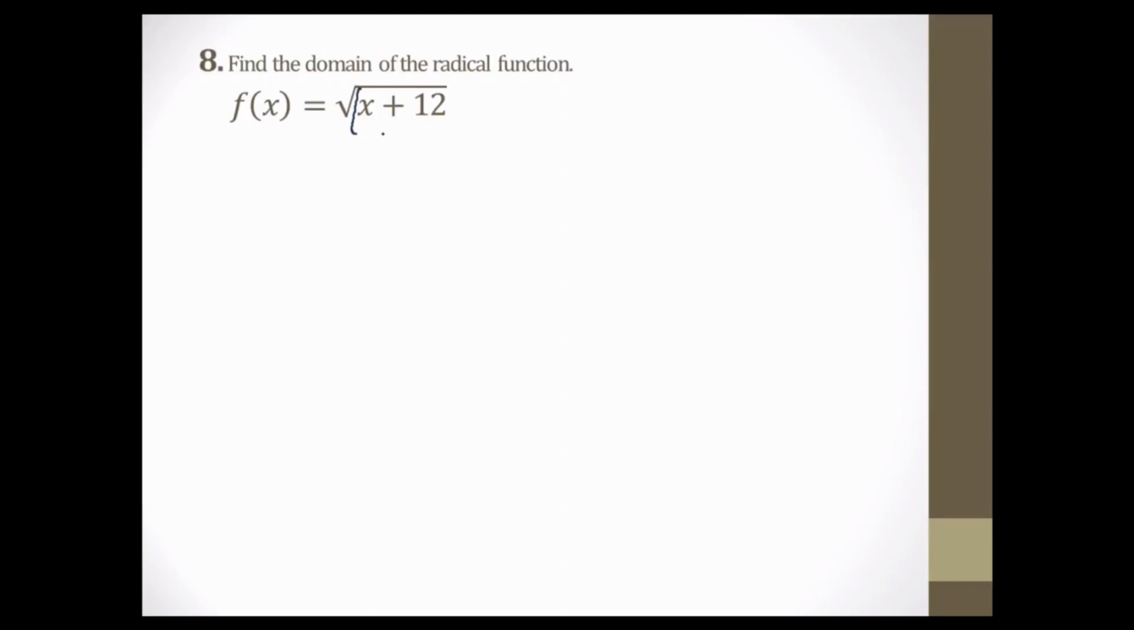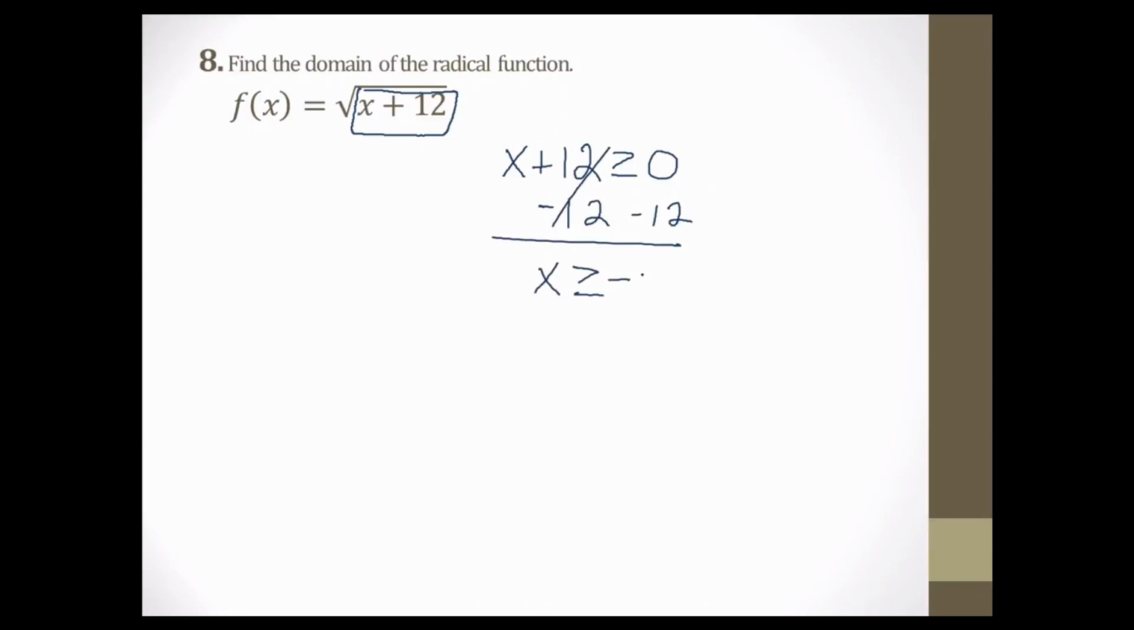So we're going to take what's underneath that square root and set it greater than or equal to 0. And whatever that ends up being will be our domain. If we subtract 12 on both sides, we'll have x is greater than or equal to -12. So that's going to be our domain. If we're writing it in set notation, we would write it like this: all values for x such that x is greater than or equal to -12.